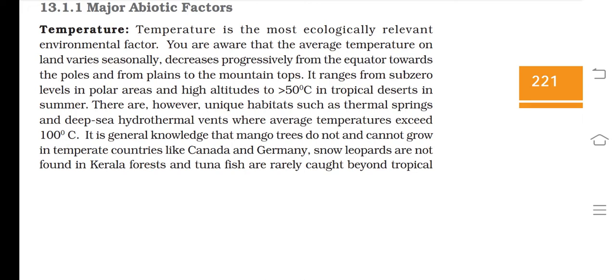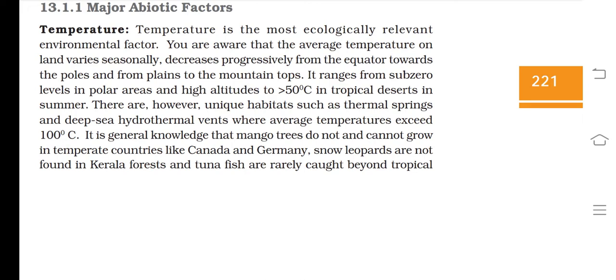We know that the temperature will be different in different seasons. Okay, in different seasons and in different places, temperature will be different. For example, in polar regions it will be lesser than 0, means sub-zero. If we talk about the tropical desert region, in the summer season it will be more than 50 degrees centigrade, and in some regions like deep sea hydrothermal vents it will be more than 100 degrees centigrade. Then 3 organisms were there as examples.